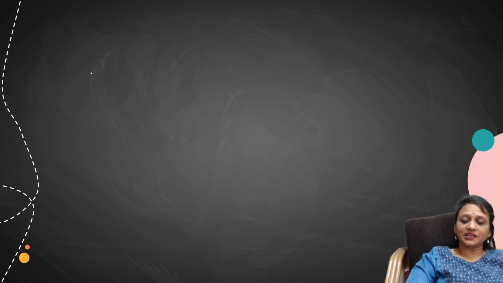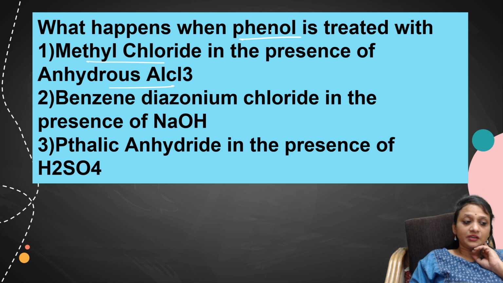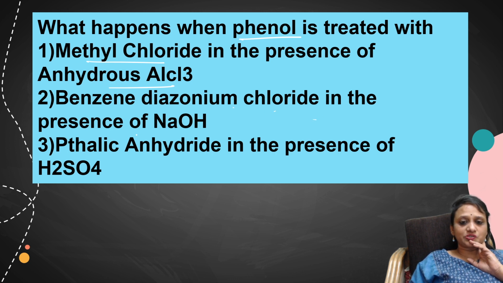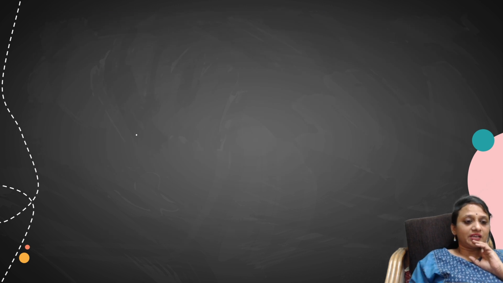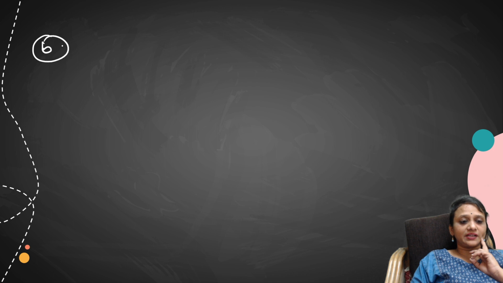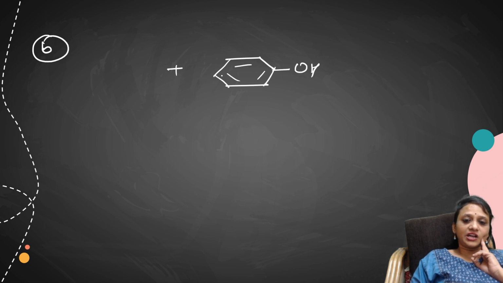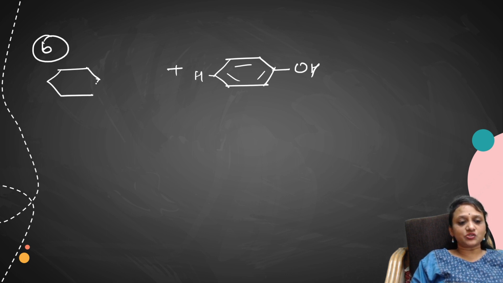What did they say? Let us read the question. Phenol is treated with benzene diazonium chloride in the presence of NaOH. Okay, phenol. It seems they have taken the benzene diazonium chloride. Let us take that. I'm going to take phenol, and I write OH and the hydrogen on one side. Now on one more side, I'm going to take benzene diazonium chloride, that is BDC.